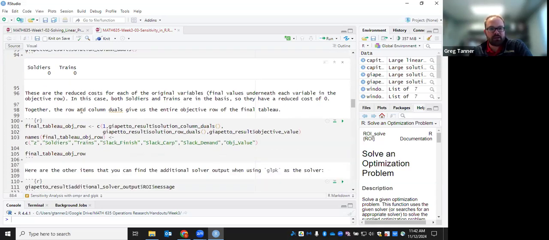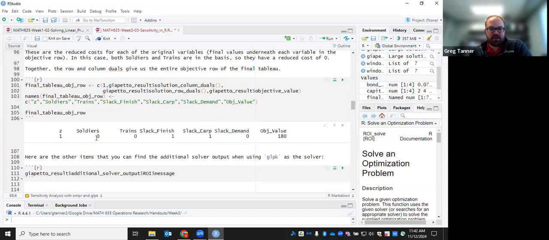Yeah, let's see. The row duals along with the column duals essentially give you the entire objective row of the final tableau. Putting that together, there are those two zeros, and here's the 1, 1, 0 of the dual variables. The objective value we can get from our result's objective value, and we always have a 1 underneath the z in the objective row because it's the basic variable corresponding to the objective row.